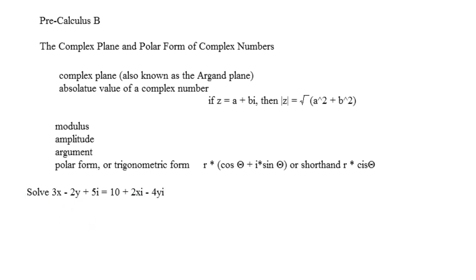It looks pretty scary. But if you just look for the parts that are equivalent, like for example the real parts, and then have that be one equation. So we would set it up as 3x minus 2y equals 10. Okay, that would be one equation. And the other would be the imaginary part. If you notice, if I got rid of the i's, that would be 2x minus 4y equals 5.